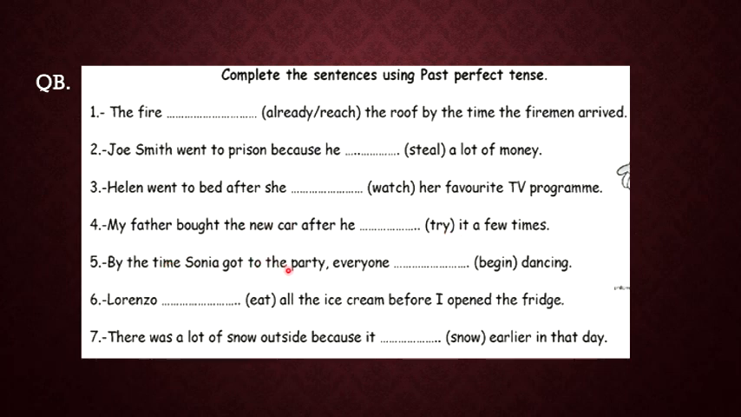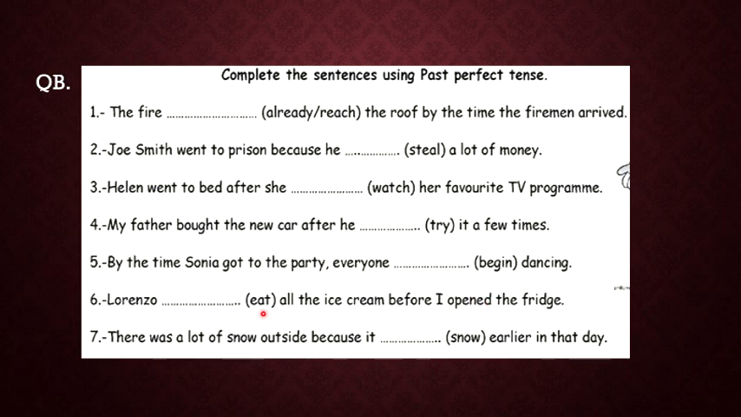By the time Sonia got to the party, everyone began dancing. So the action of dancing happened first and then she got to the party. So you see the later actions, they are all in past tense. Went, bought, got. The action which happened second, which happened later, they are all in past tense. Lorenzo dash eat all the ice cream before I opened the fridge. So the action of eating happened first. The action of opening the fridge happened later on.